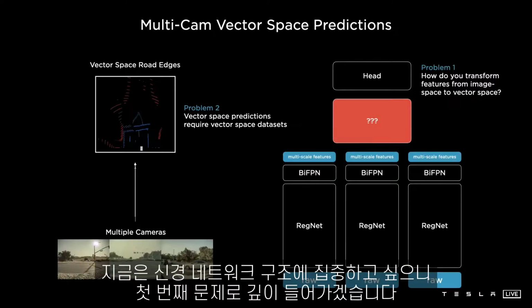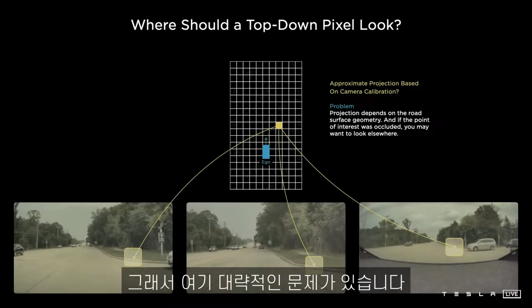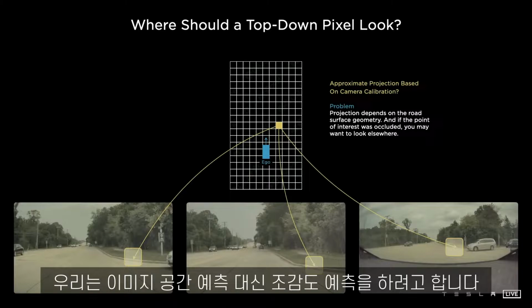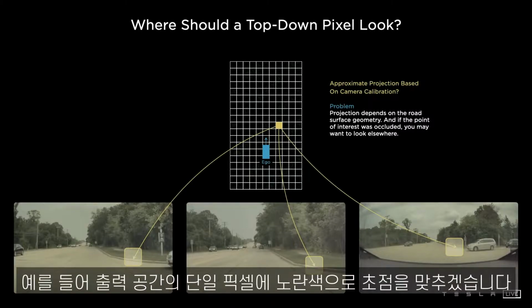For now, I want to focus on the neural network architectures, so I'm going to deep dive into problem number 1. So here's the rough problem, right? We're trying to have this bird's eye view prediction instead of image space predictions. So for example, let's focus on a single pixel in the output space in yellow.